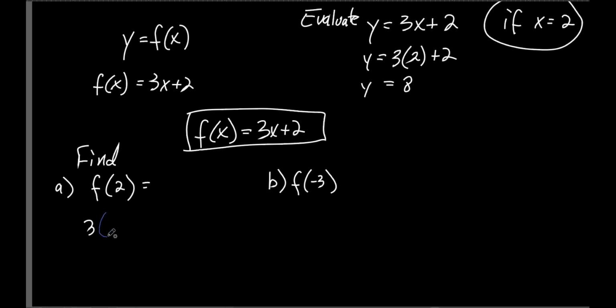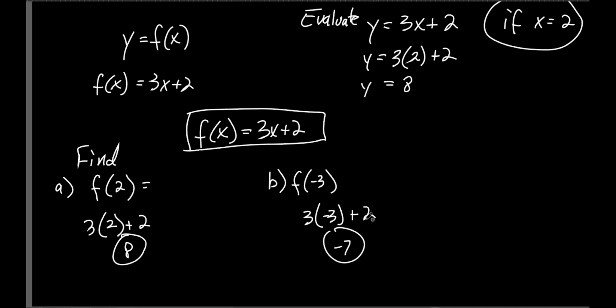So you go 3 times 2 plus 2. 6 plus 2 is 8. There you go. And then over here, what would you do? You go 3 times what? Negative 3, right? Because that's the x. You replace the x with a negative 3 plus 2. What's that? Negative 9 plus 2 is negative 7. And that's kind of what you're going to do.